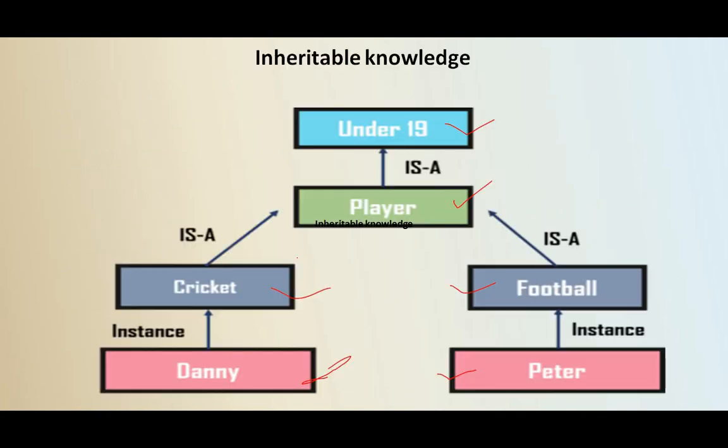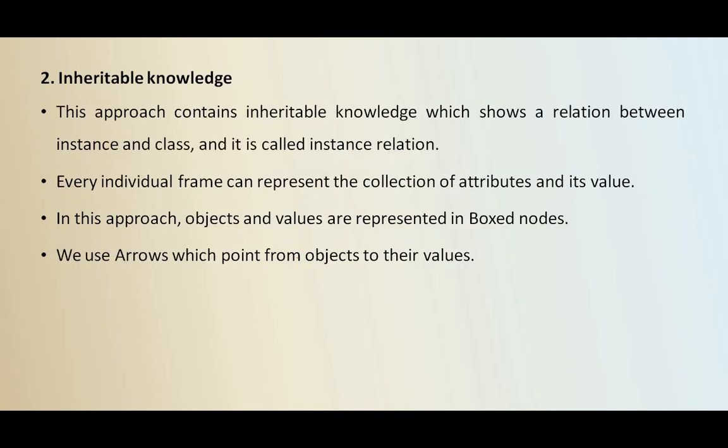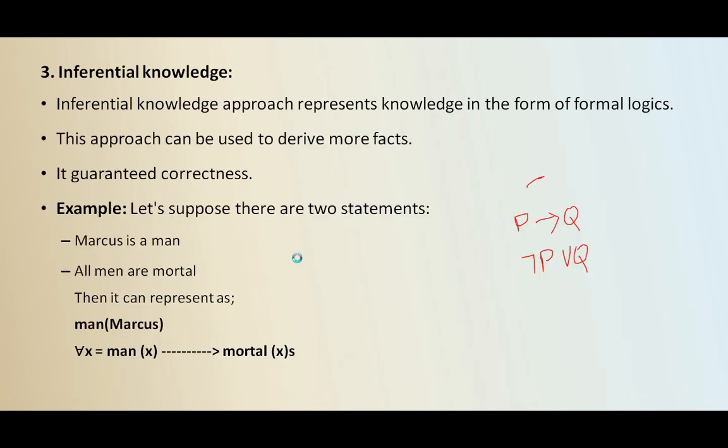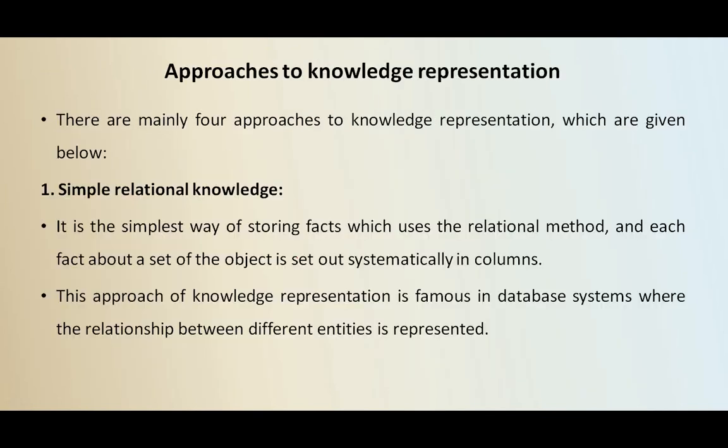Like that, we have four kinds of knowledge: simple relational knowledge, inheritable knowledge, inferential knowledge, and procedural knowledge. So these are the four important approaches of knowledge representation. In the coming videos, we will talk more about knowledge representation and issues in knowledge representation.